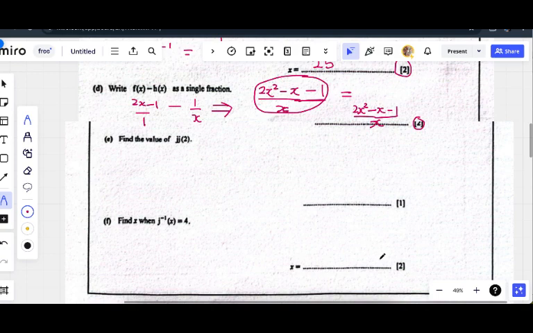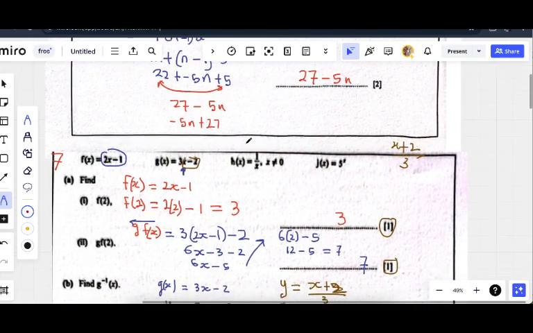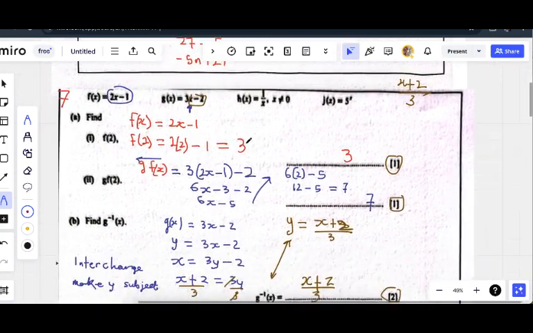It says find the value of j of 2. j of 2 means substitute j of x inside j of x, and then eventually you use 2 to replace x. Substitute j of x inside j of x because we're moving from the right to the left. You're going to substitute this j of x inside this j of x. First of all, what is j of x? j of x is 5 to the power of x.